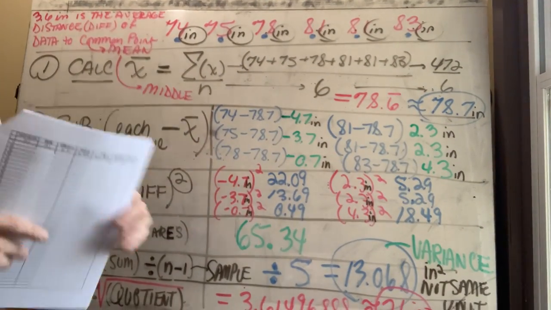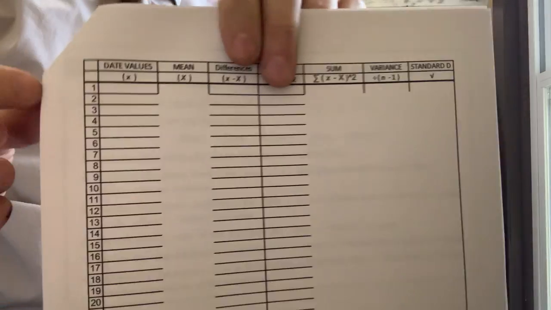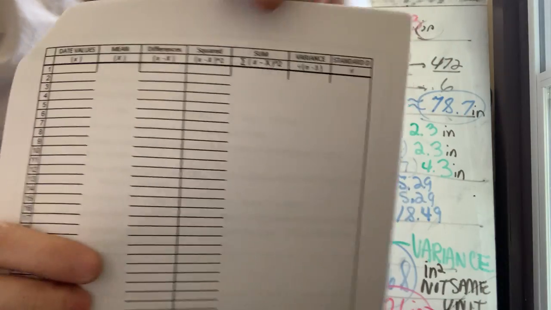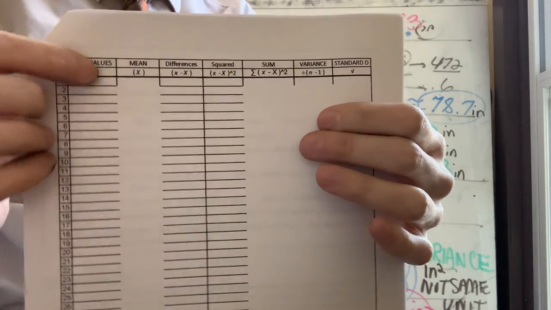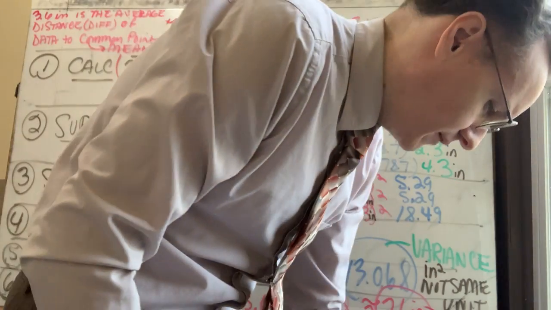these numbers, 74, 75, 78, 81, 81, and 83. Type them in here. Even if you put them out of order, there is a function you could use that will just automatically reorder them. Let me give you that information.